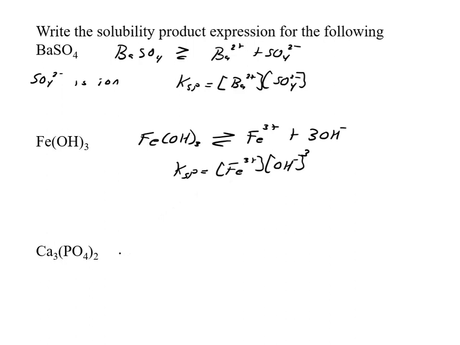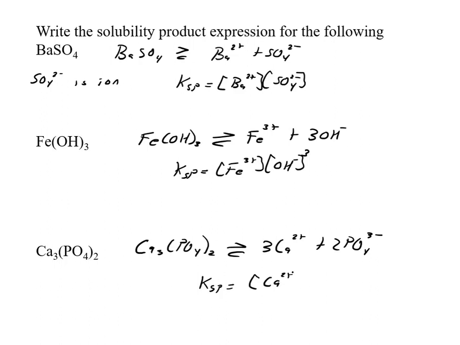And the last one, again, pause the video and work it out and see if you get the right answer. I have calcium phosphate. It goes to form 3 calciums plus 2 PO4 3 minuses. And so the Ksp expression is going to be the concentration of calcium cubed and the concentration of phosphate squared.